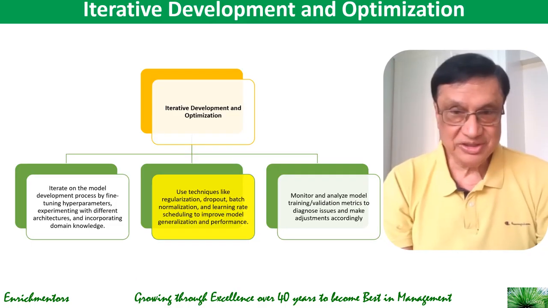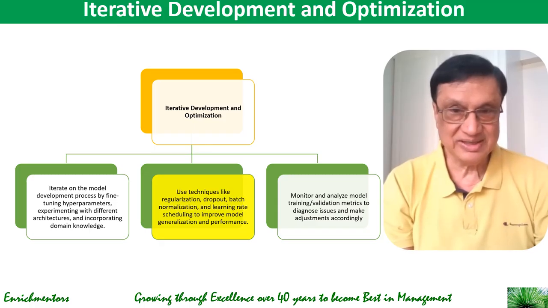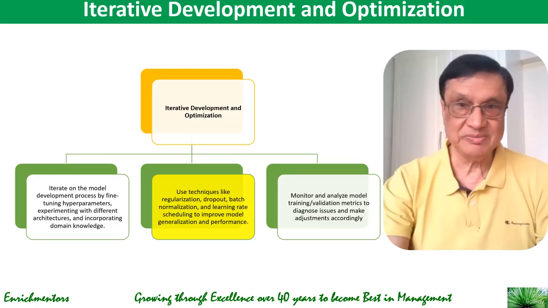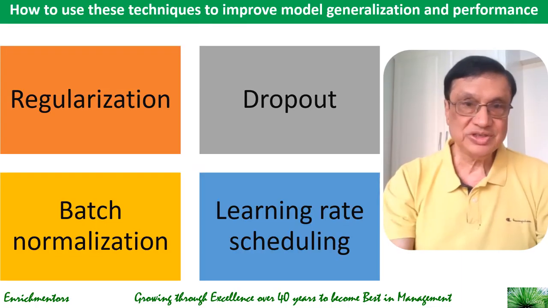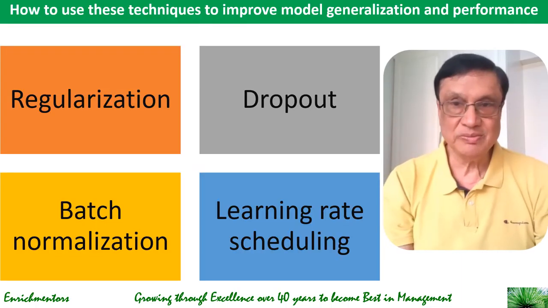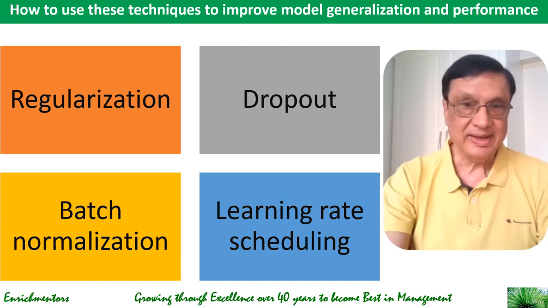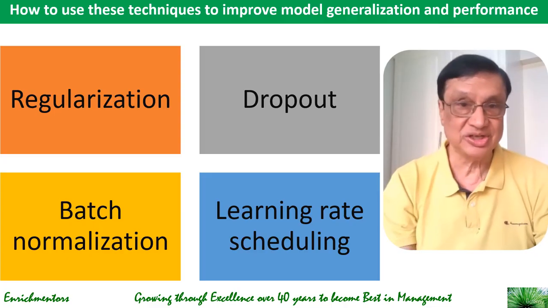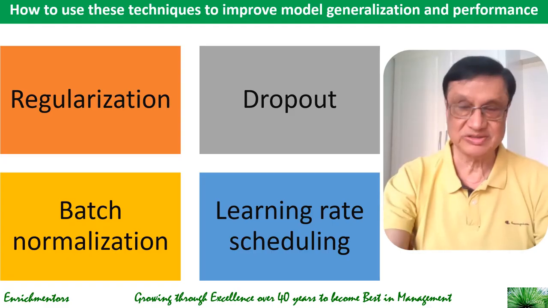So as I was mentioning, in this lecture you will learn how to use techniques like regularization, dropouts, batch normalization, and learning rate scheduling to improve model generalization and performance. So the question is how to use these techniques to improve model generalization and performance. These are the techniques that we talked about: regularization, dropouts, batch normalization, and learning rate scheduling. So let's take a look at each of these.